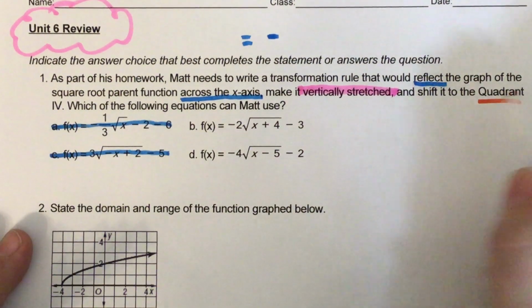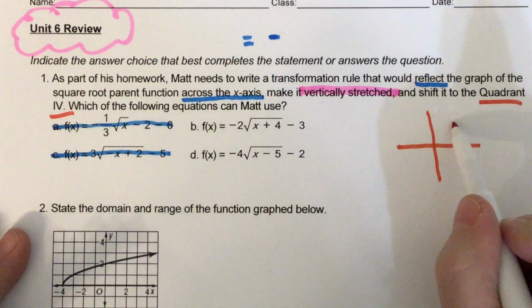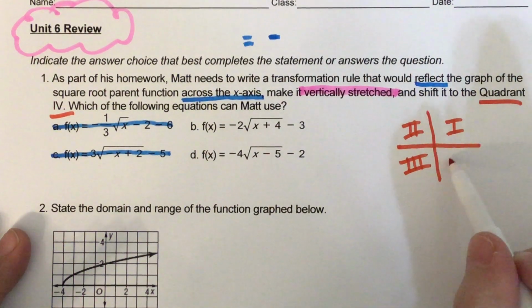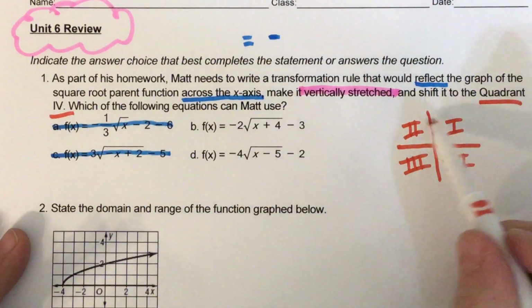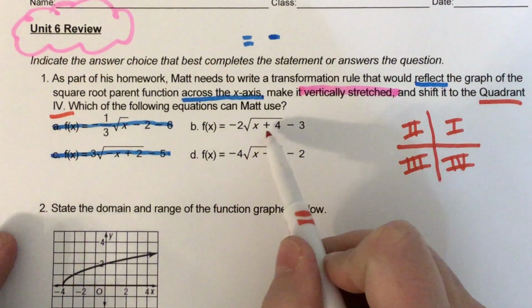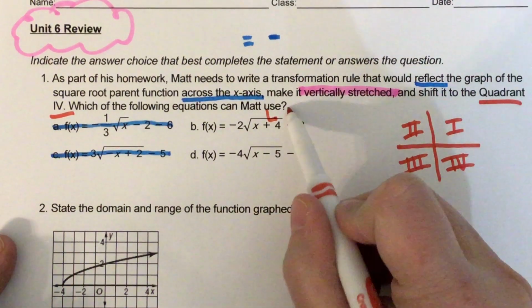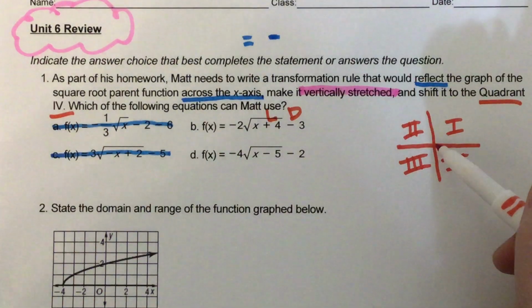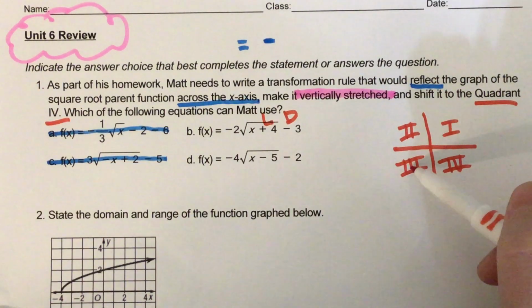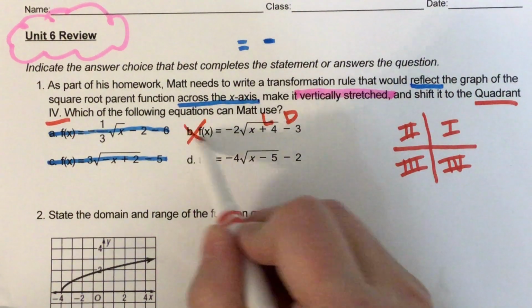Okay. So quadrant 4, in case you don't know what your quadrants are. This is quadrant 1, quadrant 2, quadrant 3, quadrant 4. They go counterclockwise. So let's just see what these things do. If you have a plus inside, the graph goes left. If you have a minus on the outside, it goes down. So if I was at 0, 0, and I went left 4 and down 3, where would I end up? In quadrant 3. So it can't be B.